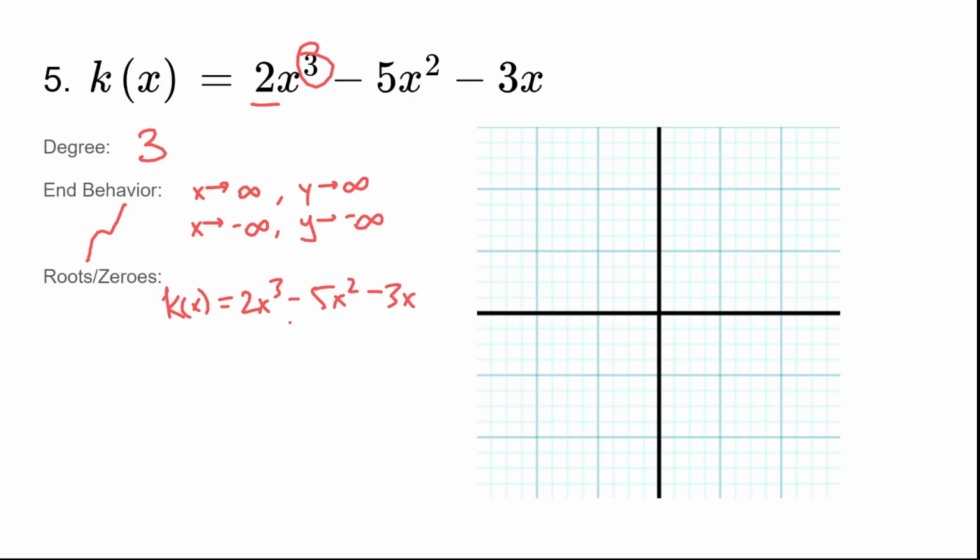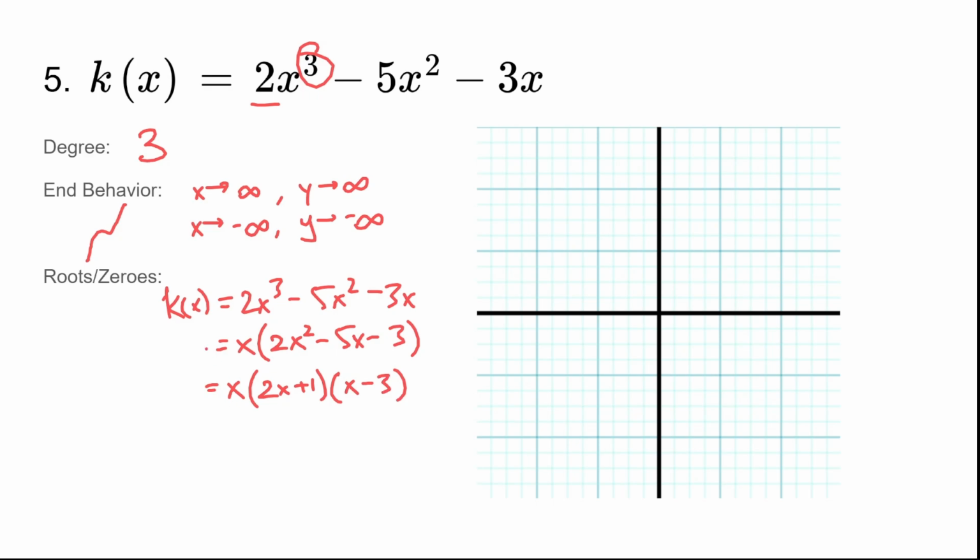I can take out an x from each of these terms, so I say that this is equal to x. Take out an x from 2x cubed, I get 2x squared. Take out an x from 5x squared, I get 5x, and then minus 3. And then this actually factors a little further. We can say this is x times (2x plus 1)(x minus 3).